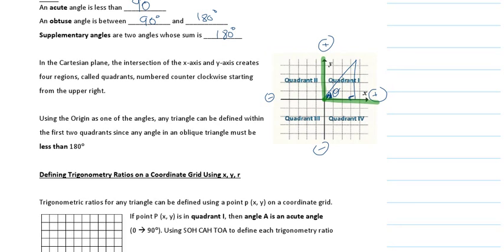All right. Now, so in quadrant 1, I only have acute angles. Okay? In quadrant 1, only acute angles. Now, what can you tell me about the x and the y in quadrant 1? Are they positive or are they negative? Both are positive. Good. So both x and y are positive in quadrant 1.